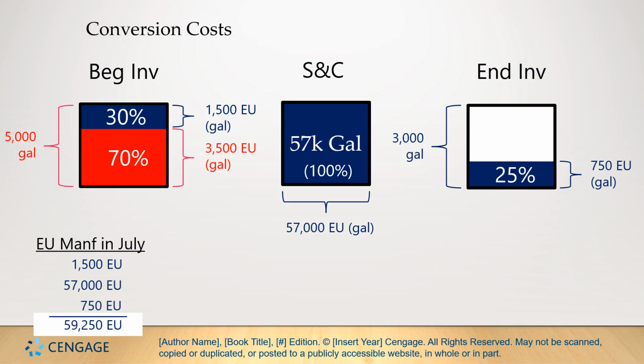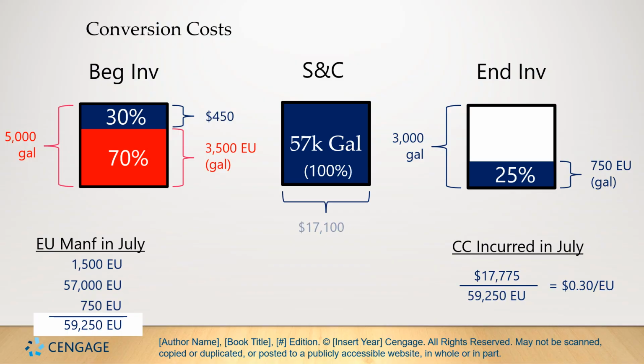Divide those total equivalent units into our conversion costs incurred in July, and our cost per EU for conversion costs is 30 cents. Multiply that cost per EU by the equivalent units manufactured this month for those three inventory categories to get their dollar values. The dollar value of our beginning inventory was already provided.